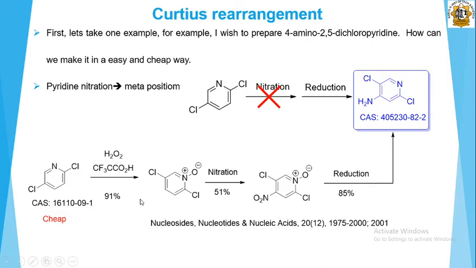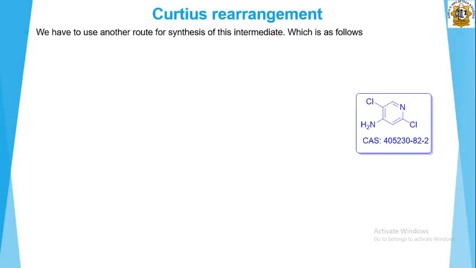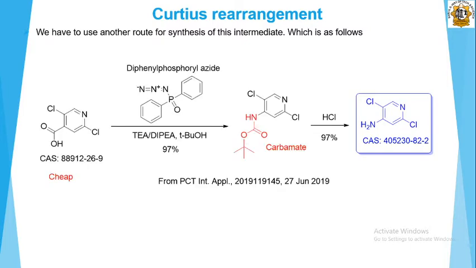But there is a problem with this reaction. What is the problem? You have to use peroxides to produce the N-oxide, then do nitration, which is again a fuming reaction, and then do reduction. So this is a 3-step procedure and the overall yield is 75%. So can we do it another way? Yes, there is another possibility: you can use the Curtius reaction here.